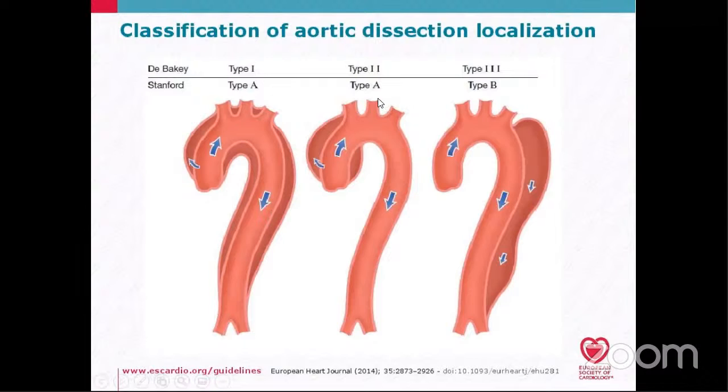So a Stanford type A will include any dissection involving the ascending aorta. A Stanford type B will include any dissection excluding the ascending aorta, and this is the surgical classification. So any Stanford type A will be dealt with by surgery, while any Stanford type B can be dealt with medically, endovascularly, or by surgery according to the situation. And DeBakey type 1 involves the whole aortic dissection. DeBakey type 2 is localized to the ascending aorta, while DeBakey type 3 is localized to the descending aorta.